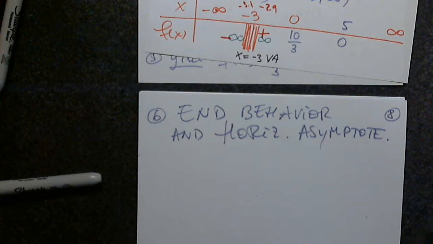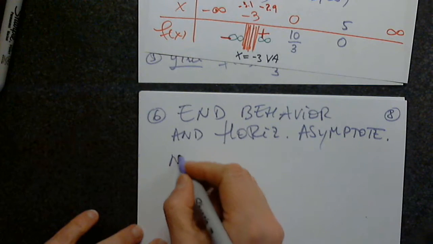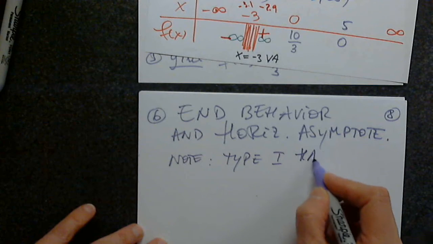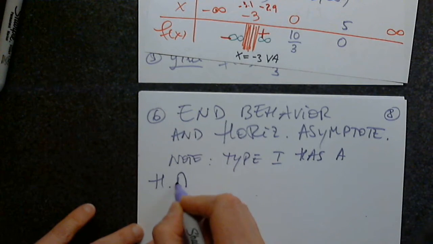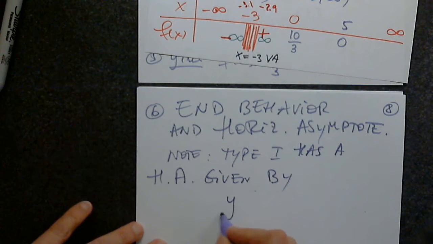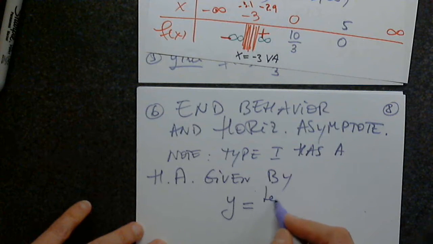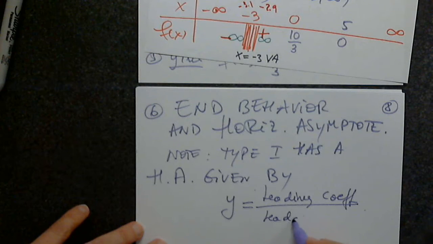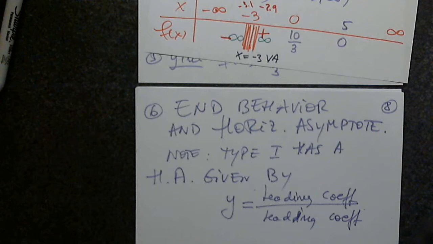And for type 1, let's write the next note. Type 1 has a horizontal asymptote given by y equals leading coefficient over the leading coefficient. And this is only for type 1, not for type 2. And type 3 doesn't even have a horizontal asymptote.